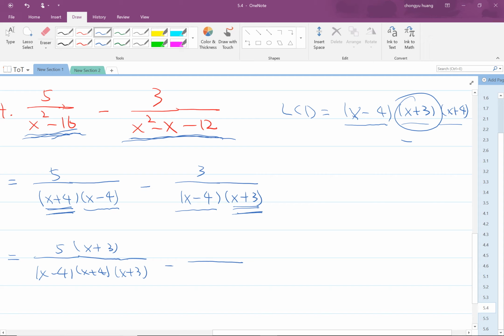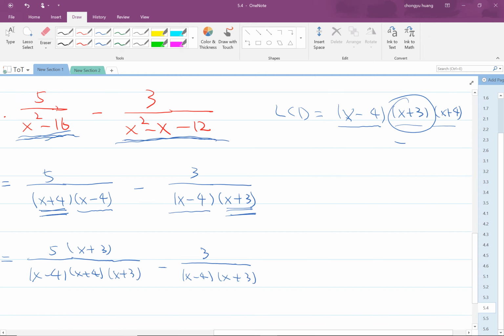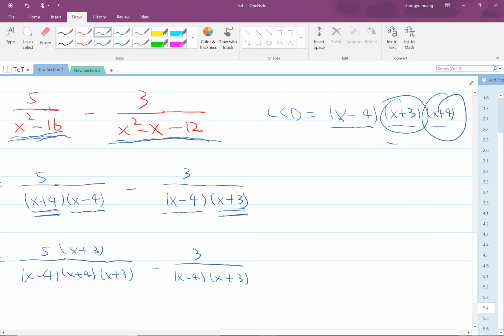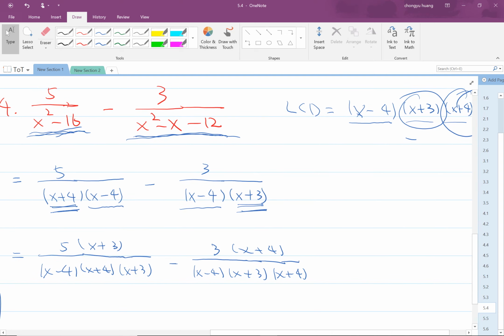And over here we have x minus 4 and then x plus 3, and as you can see, you're missing the term x plus 4. So you have to multiply x plus 4 at the top to make it balanced. Right? So that's how you usually use the least common denominator.